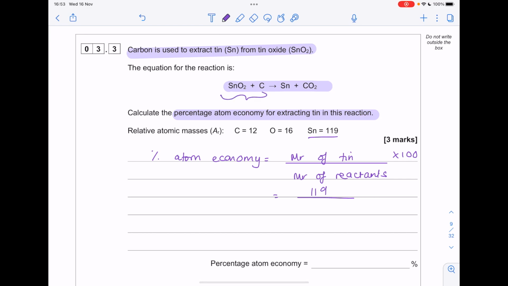So we know here our atomic mass is 119. Let's work out this MR over here. So we do 119 plus 2 lots of oxygen plus carbon. So that's 163, times by 100. So our answer here is 73%.